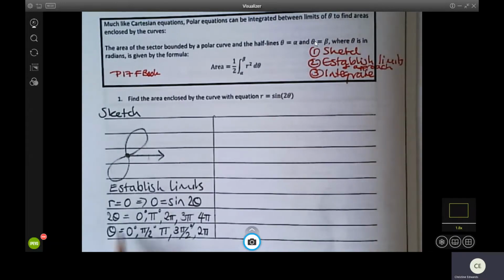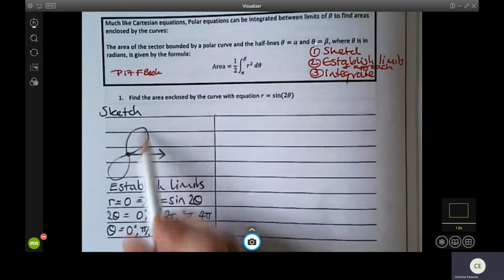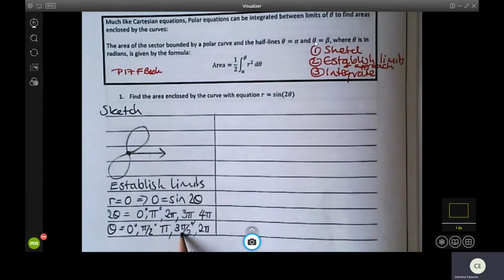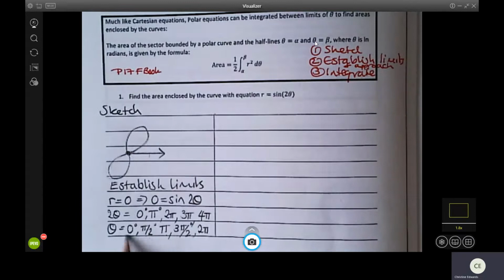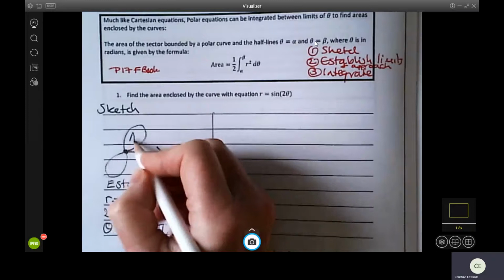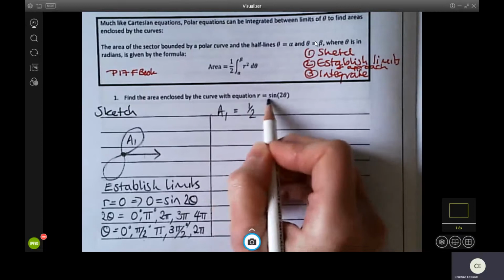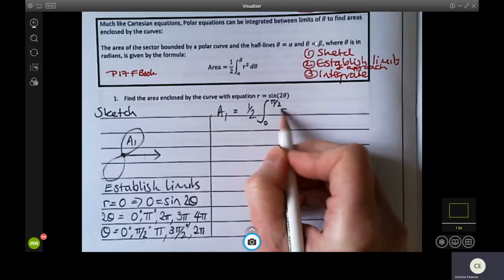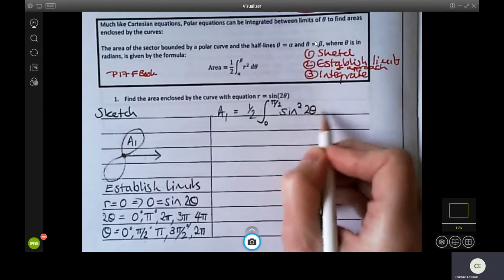So now let's have a think. 0 is when we start off at the pole and start to go around the petal. Pi over 2 is when we return to the pole. The pi and the 3 pi over 2 will give me the second petal over here, and then I'm back at the beginning again. So I'm going to find the area between 0 and pi over 2. We'll call it A1. So we'll say A1 equals a half of the integral between 0 and pi over 2 of r squared, so sine squared 2 theta d theta.